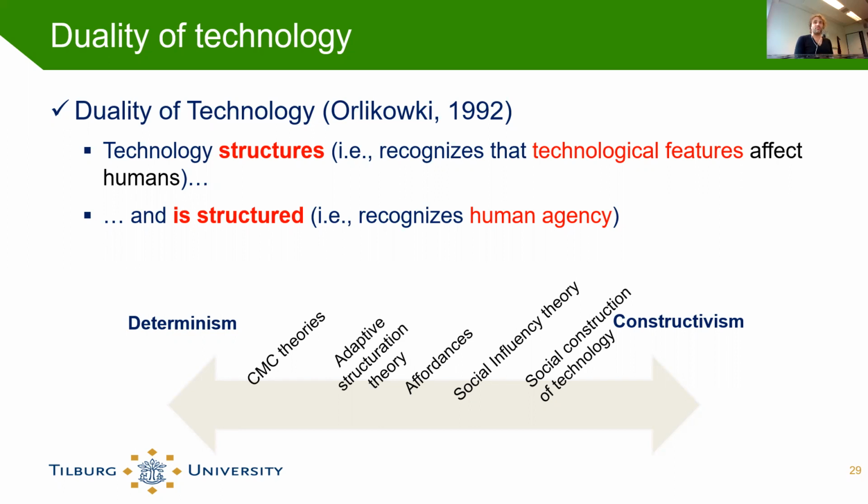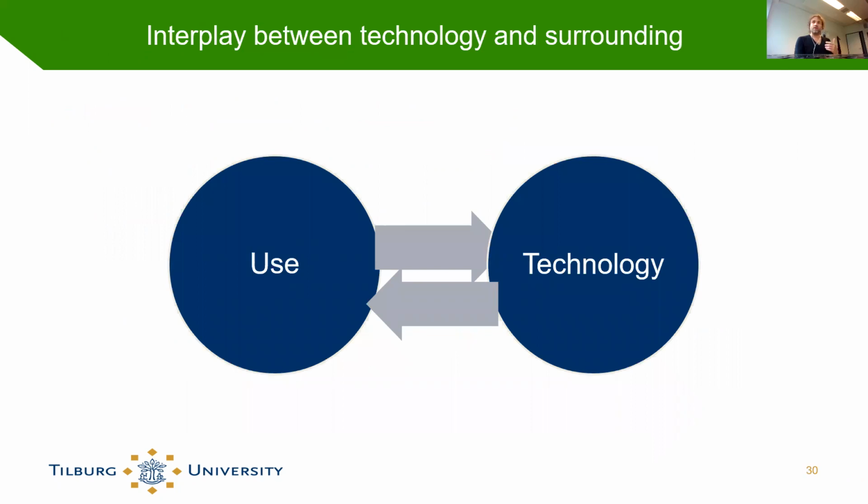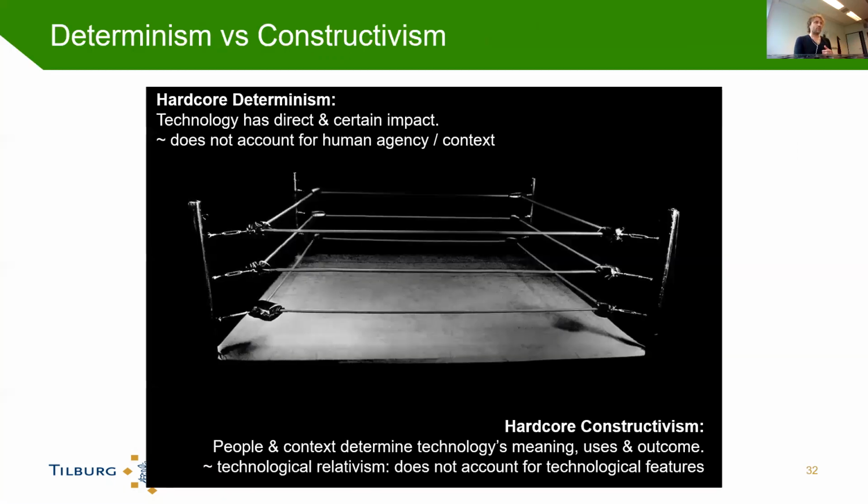And we try to be somewhere in between. So you don't have to remember all those theories that are mentioned here. You just need to remember the two opposites. And it all boils down, of course, to the interplay between technology and its surroundings. Like I said, hardcore determinism is technology has a direct and certain impact. Hardcore constructivism says no, it's really the people who determine a technology's meaning, uses, and outcomes.